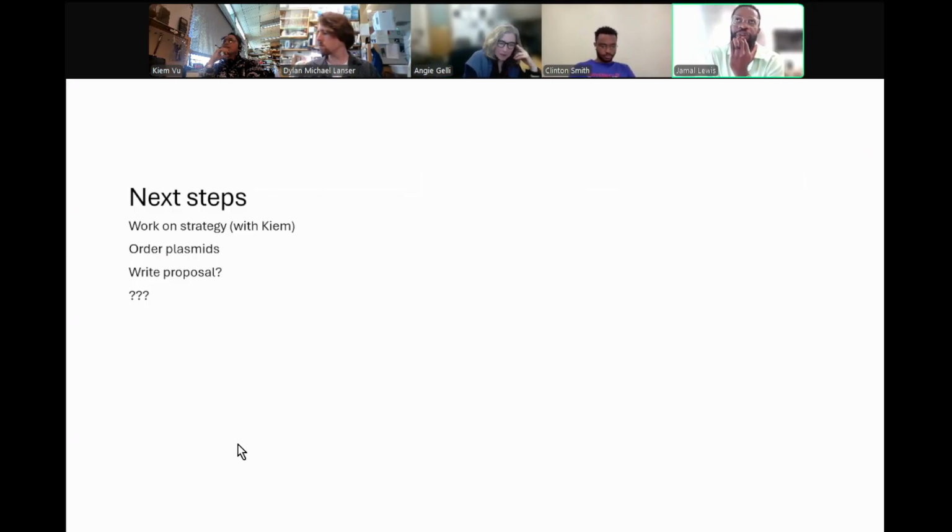If we set up a folder, then I could probably put together a framework for what I envisioned for this grant, and then we can start filling in different pieces. Yeah, that sounds good.